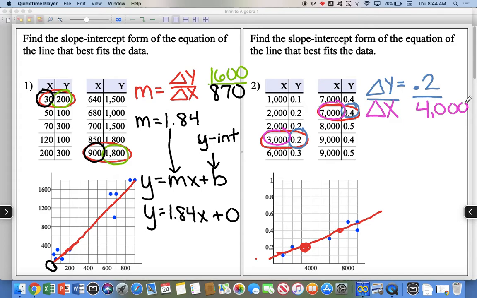So we're just figuring out how much it is. Now, if it were a decrease from the first point to the second point, what kind of sign would we add with that? Yeah, we would add a negative if it were a decrease. But in this case, they were both increases. So you guys have your calculators. Let's divide. What is 0.2 divided by 4,000?